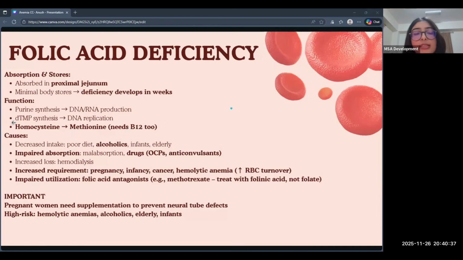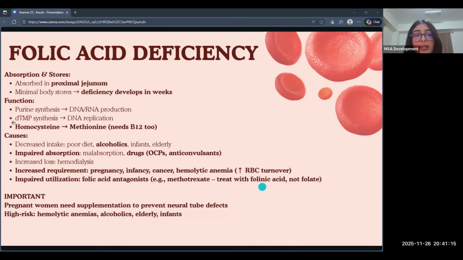Now, what could cause folic acid deficiency? A poor diet, alcoholism, impaired absorption, which could be malabsorption or due to drugs like OCP and anticonvulsants. It could be an increased requirement like pregnancy, cancer, or hemolytic anemia, where there's greater RBC turnover. And then we have impaired utilization. What does that mean? If we're taking folic acid antagonists like methotrexate, it basically inhibits folic acid and antagonizes it. So this can cause a deficiency, and in this case, we will treat with folinic acid.